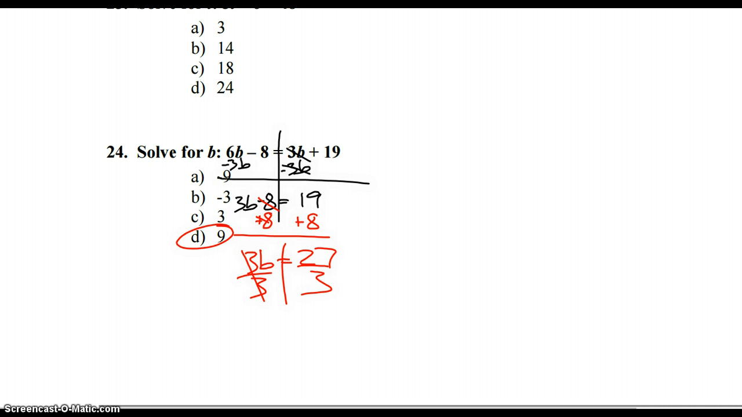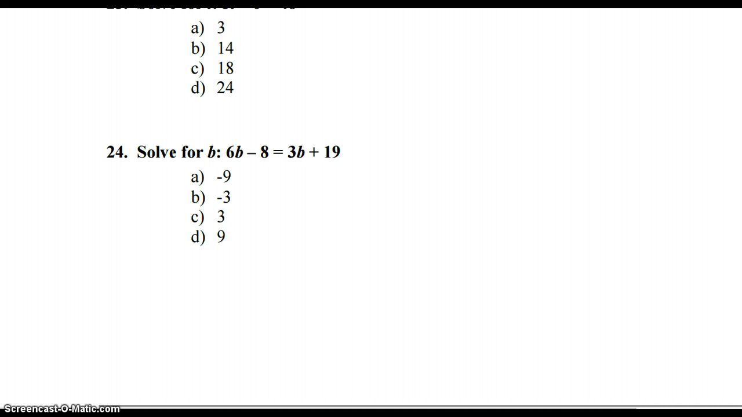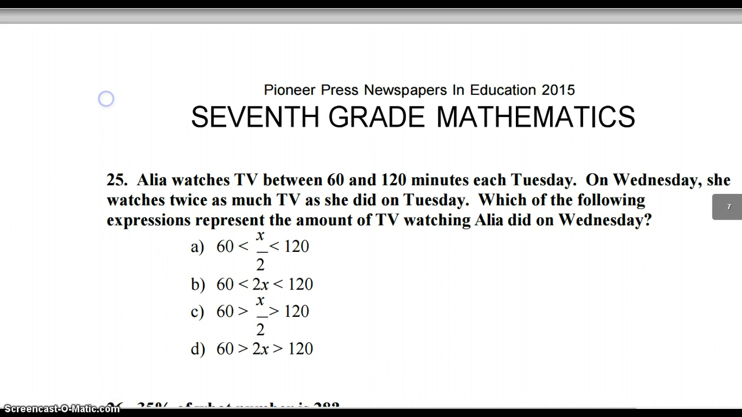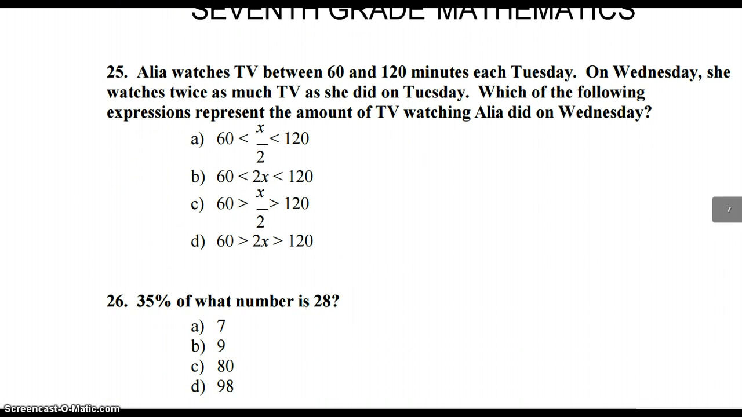Alright, and lastly, number 25. Alright, we have a TV watcher. So Aaliyah watches TV between 60 and 120 minutes each Tuesday. All right, so we're going to want to know that. Between 60 and 120 on Tuesdays, okay? On Wednesday, she watches twice as much TV as she did on Tuesday. So which of the following expressions represents the amount of TV watching she did on Wednesday?